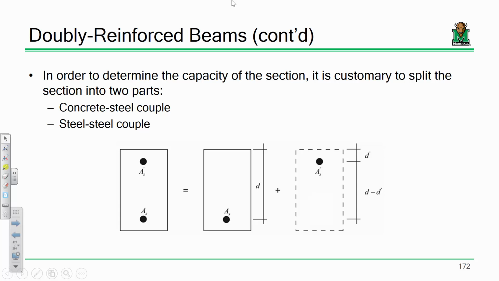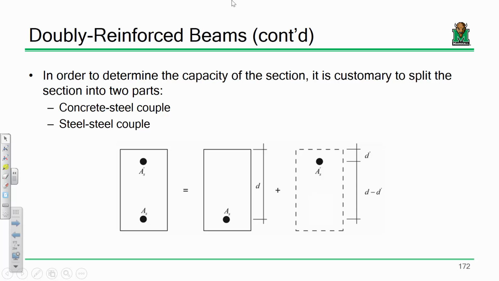And then what did we end up saying? Epsilon sub S is 0.003 times D minus C over C. All right? Does everybody remember that? We've been using that formula for the past few weeks. I just want to make sure that everybody remembers where it came from. Okay? Well, just as we determined the strain in the tensile steel, now I want to develop an expression for the strain in the compression layer of steel.